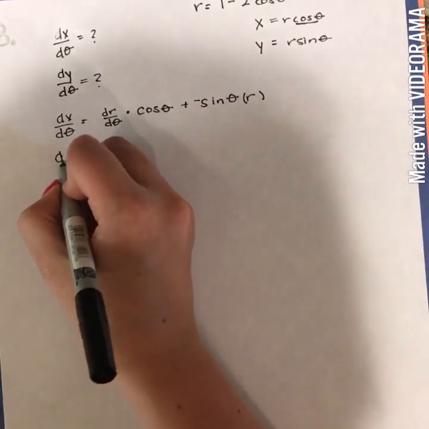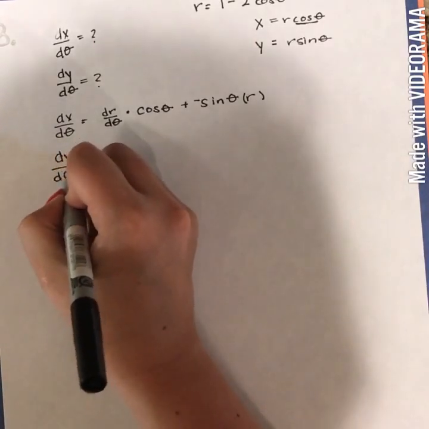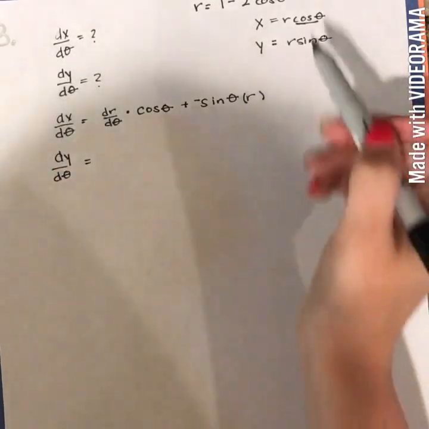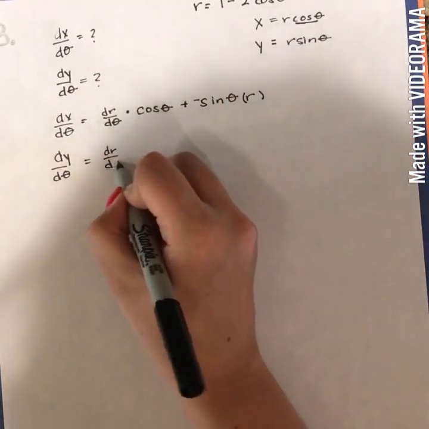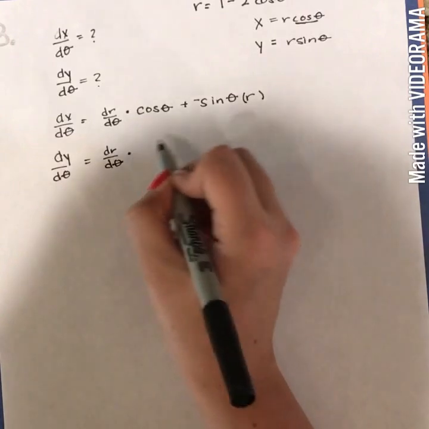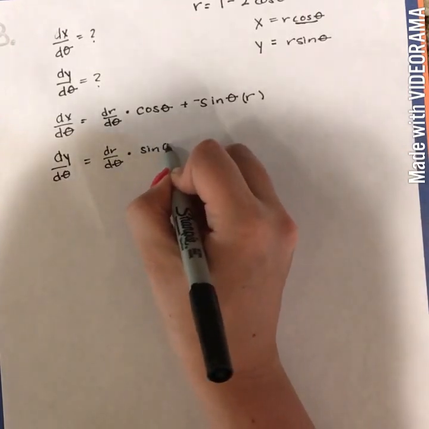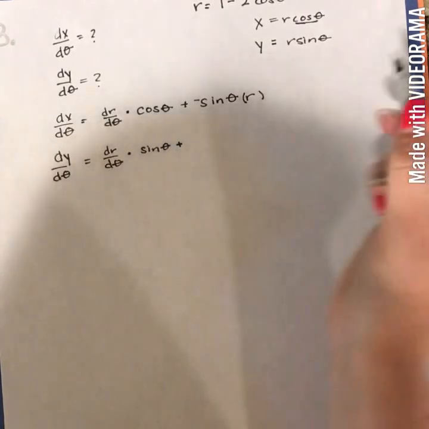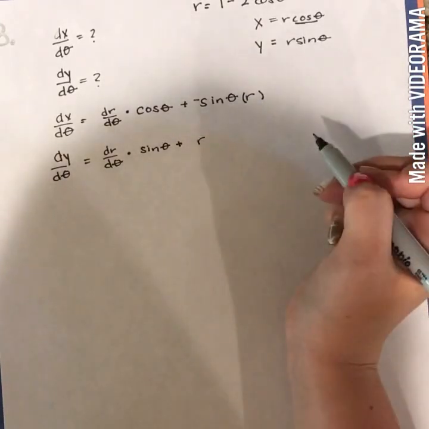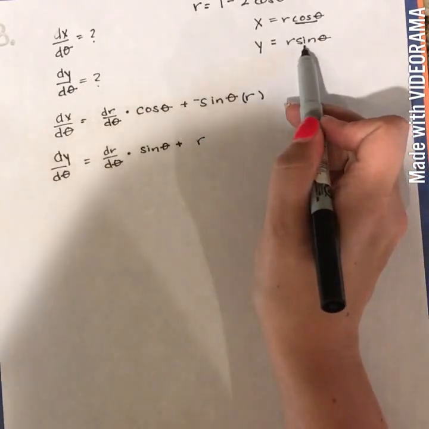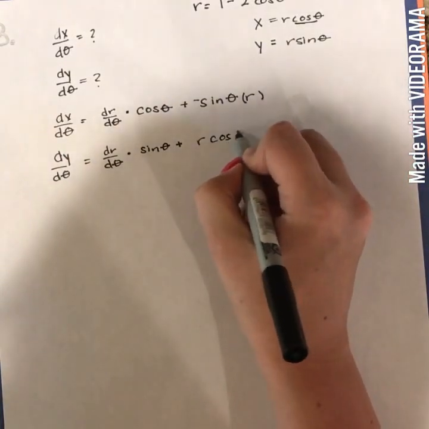And then you're going to have dy d theta equals, so we're going to take the derivative, so dr d theta, times just the second, plus, and we're just going to leave that r right there, and it's going to be the derivative of this, which is just cos theta.